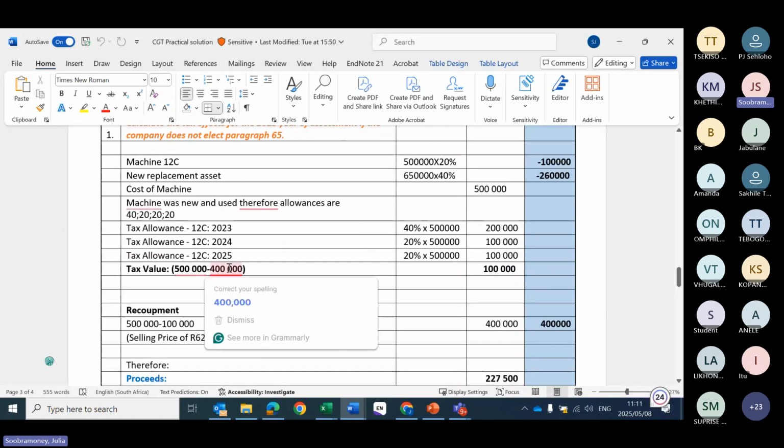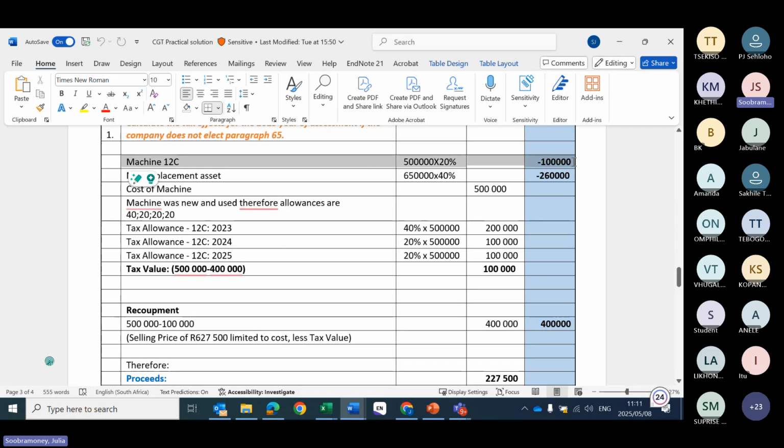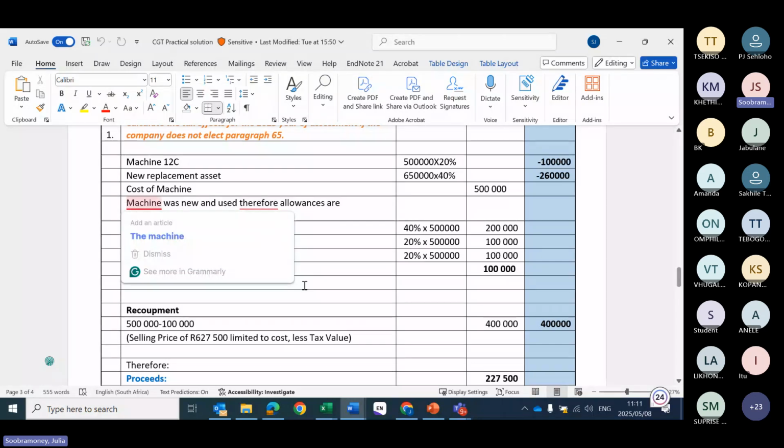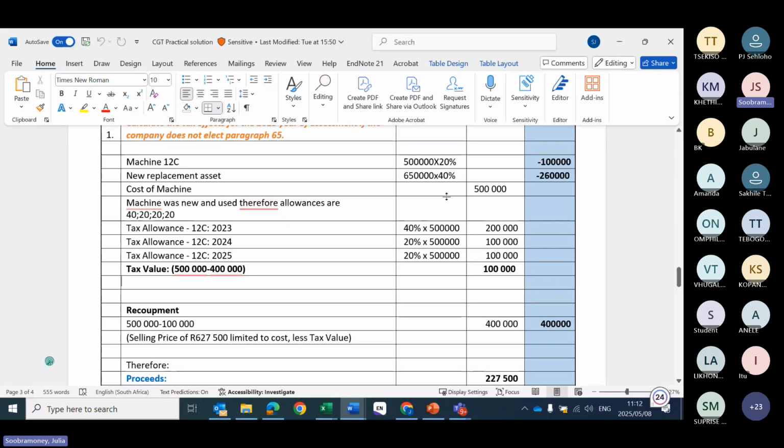What are the processes, guys? Step 1, calculate the allowance. I just calculated there. I'm done with step 1. Step 2, calculate tax value. My cost price, 500, less all my allowances, 2023, 2024, 2025, to give me a tax value of 100. Important, you have to write down the years.